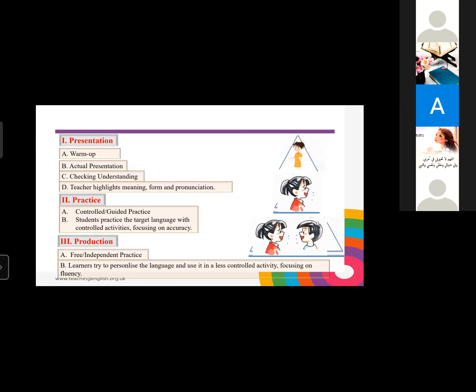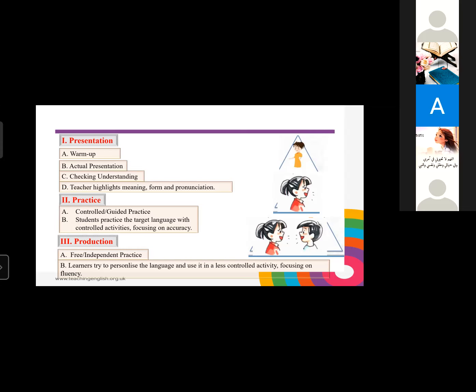I have arrived since 8 o'clock, so I wanted to share with you, Ms. Firdaus. I think the most important topic here is checking understanding, number C, because it's important to give some feedback to my students about their mistakes or their understanding. Okay, I agree with you.